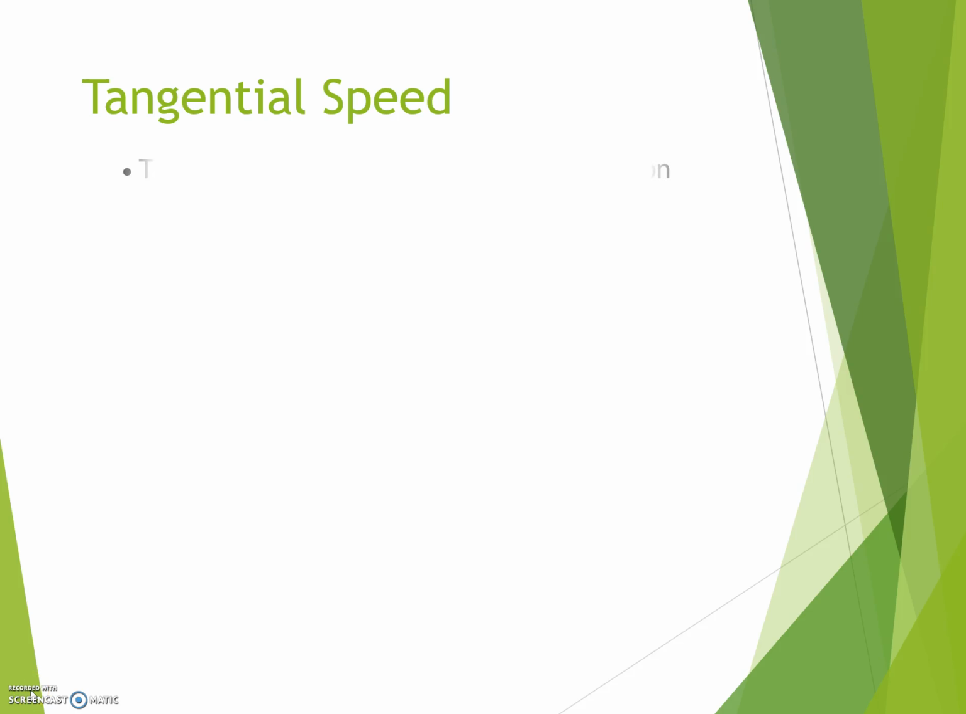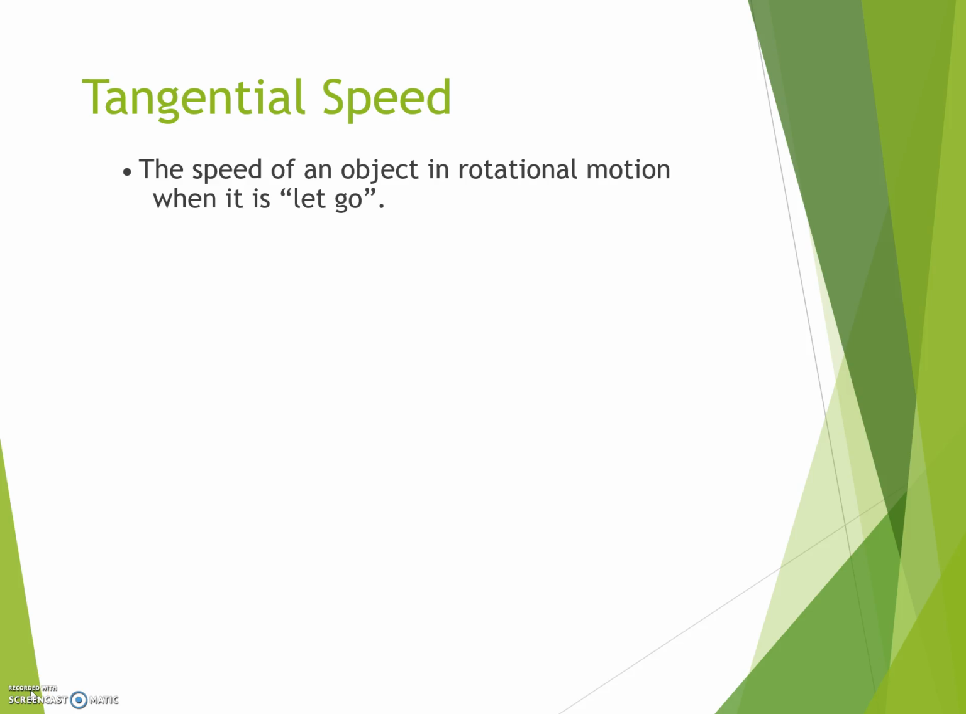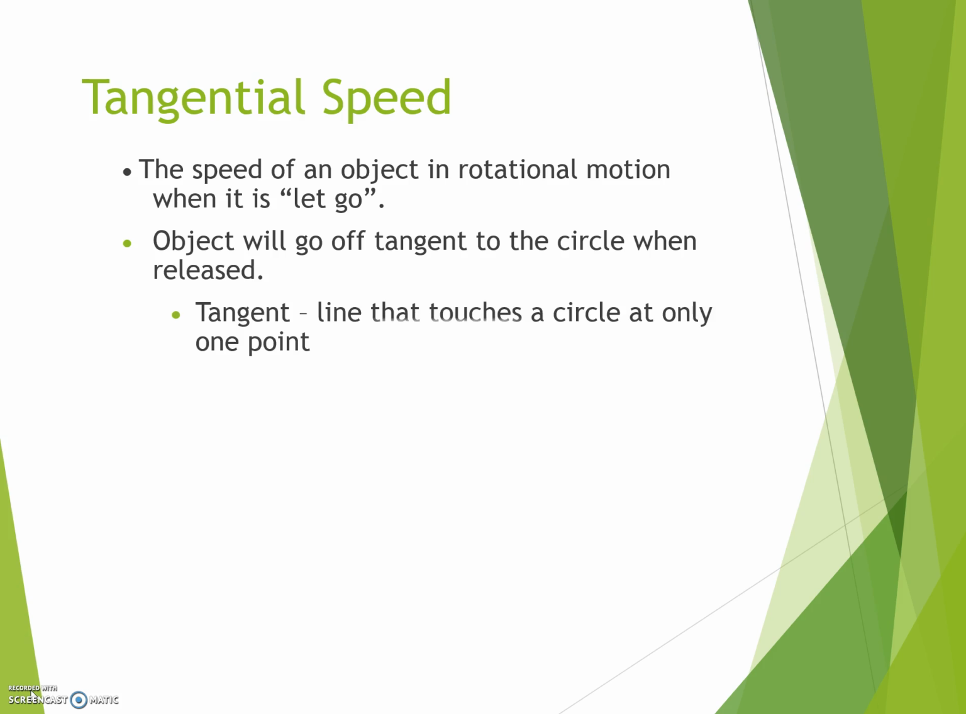Tangential speed. Tangential speed is the speed of an object in rotational motion when it's let go. When an object is let go, it will go off tangent to the circle when it's released. So we need to know what the word tangent means. Tangent is a line that touches a circle at only one point.